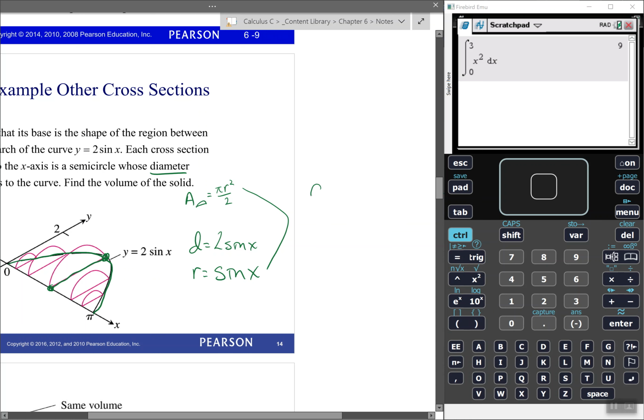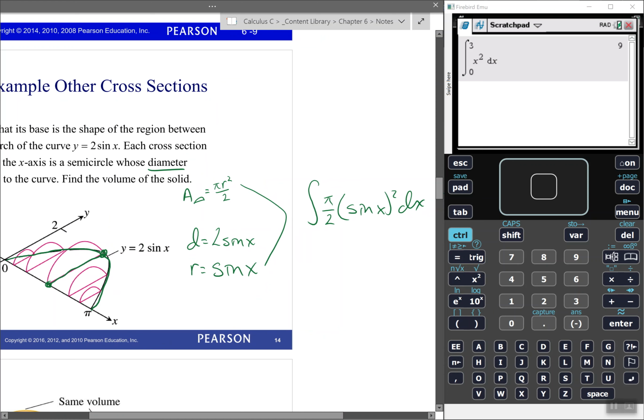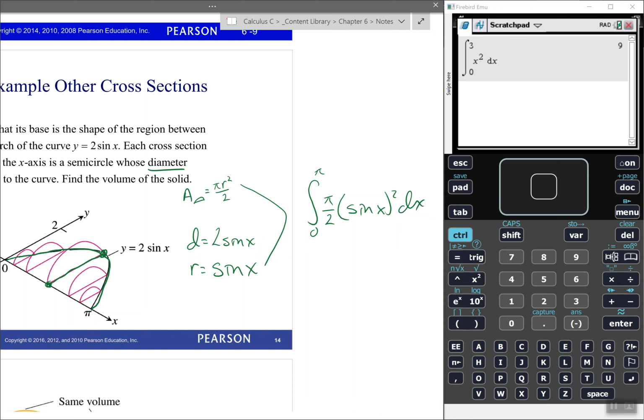So our integral here is pi over 2. Those are constants, so I'm just going to write them right there. Radius squared, we said radius was sine x, dx. And then the limits of integration, we're going to take from the x-axis, so from 0 to pi. Again, we're going to take our limits of integration from the axis that our variable is written in. So our variable here is x. We're going to take our limits from the x-axis.